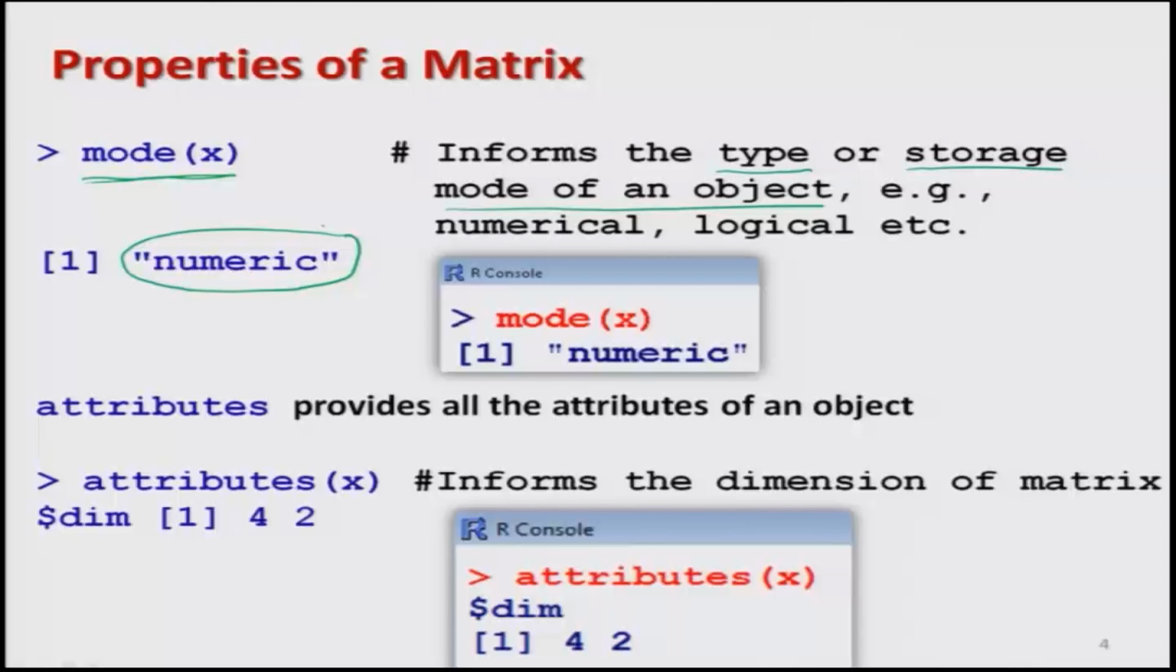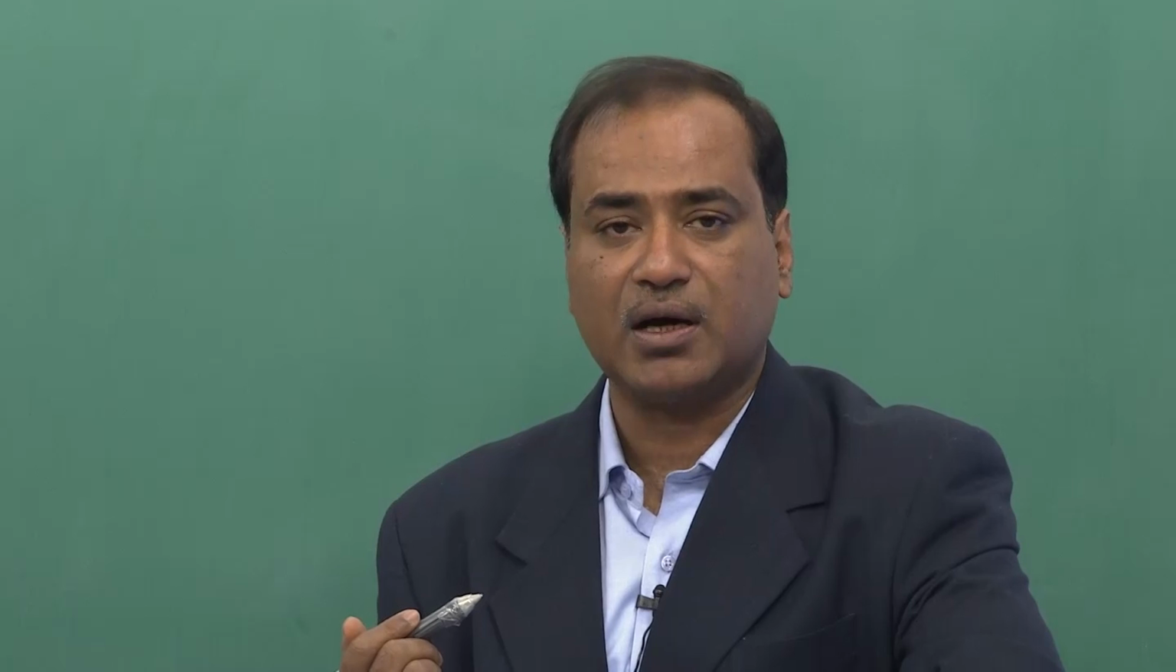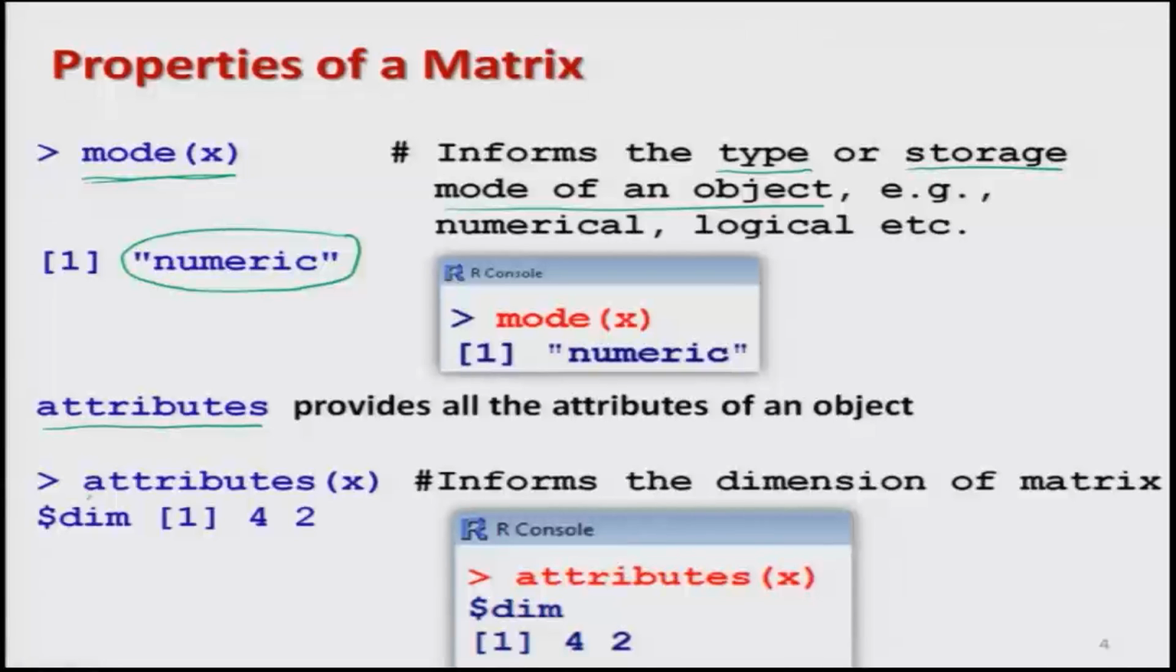And similarly, attributes is another command. This provides some other type of information about the attributes of an object which are controlled by that matrix. For example, in our case, X is a 4 by 2 matrix of numerical values. So, as soon as I say attributes, and inside the bracket I give the name of the variable that is containing the matrix, it gives me this type of output, and it is trying to tell us that the dimension of the matrix X is 4 by 2.